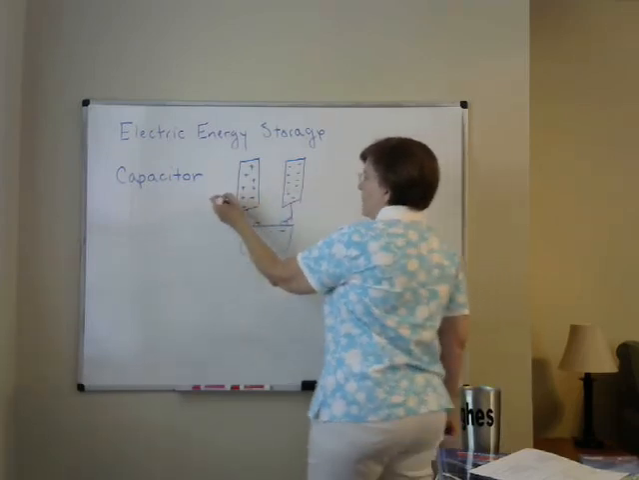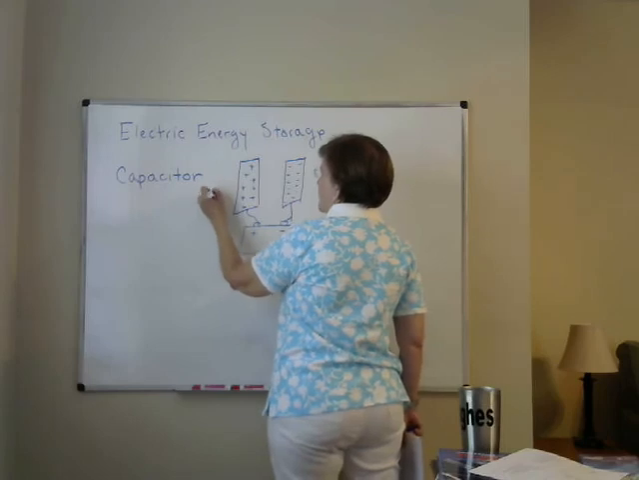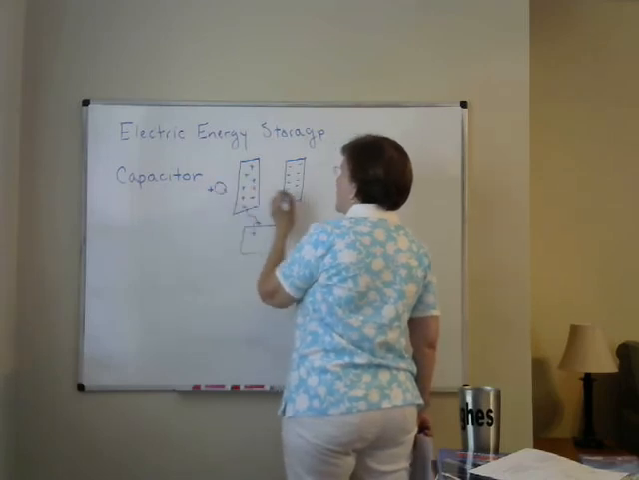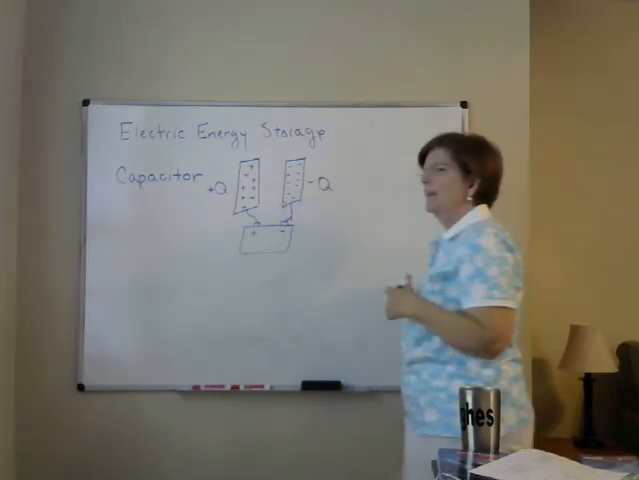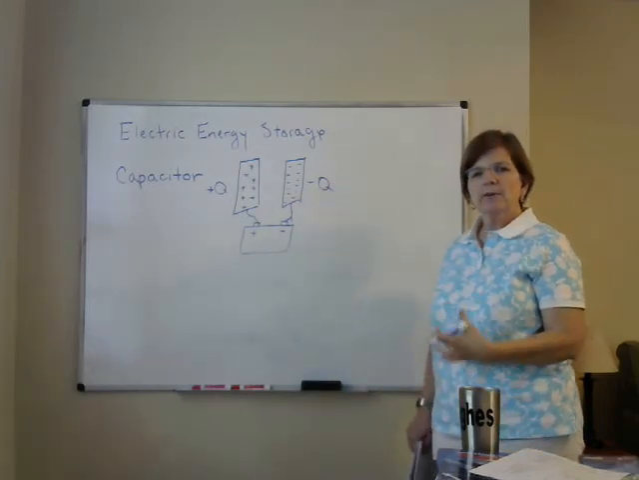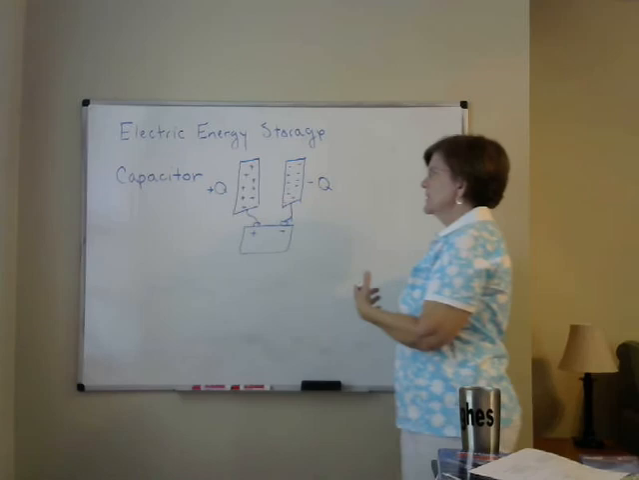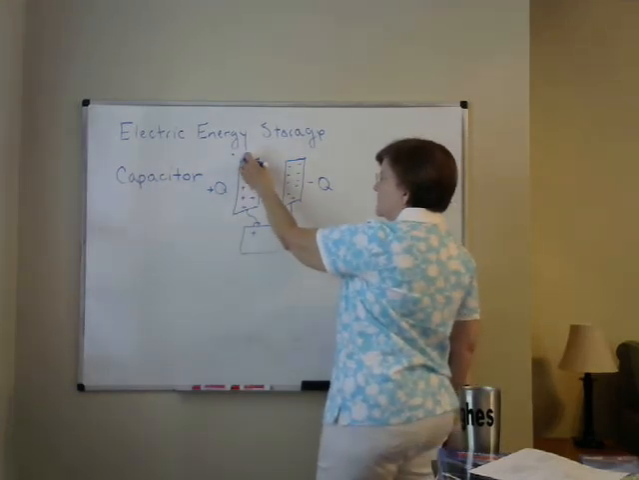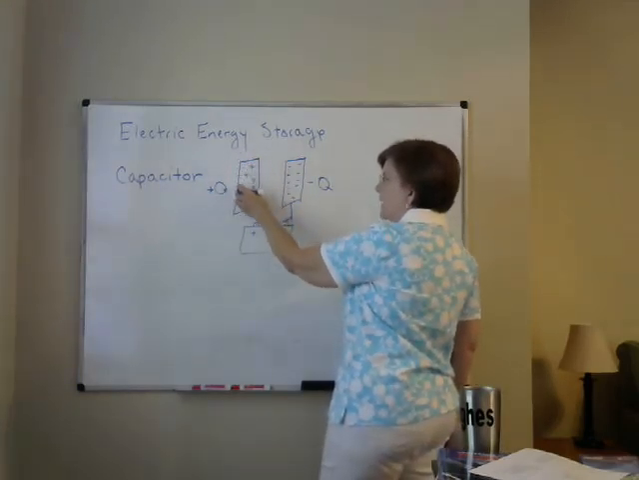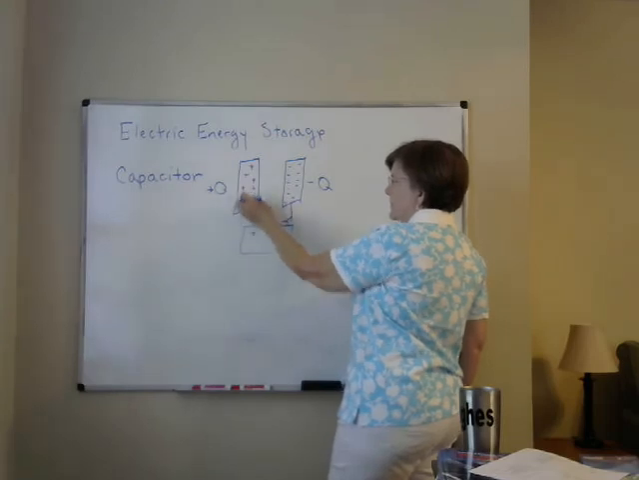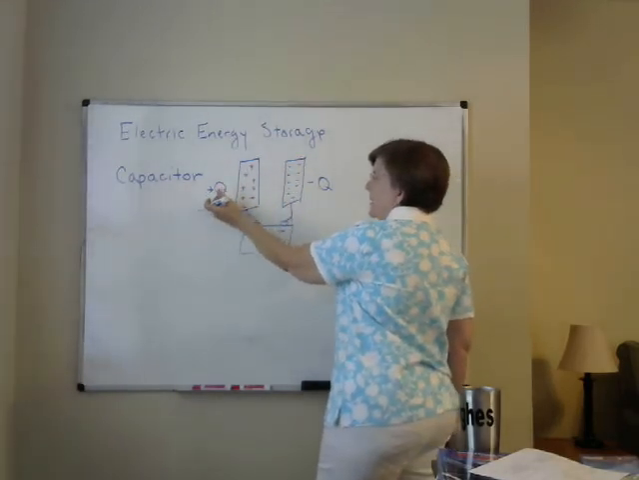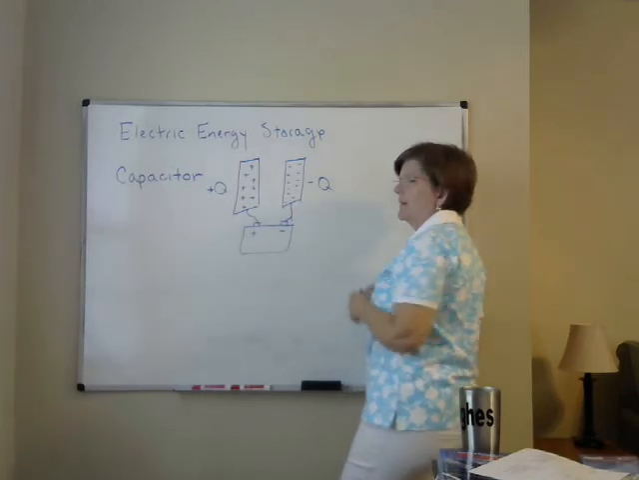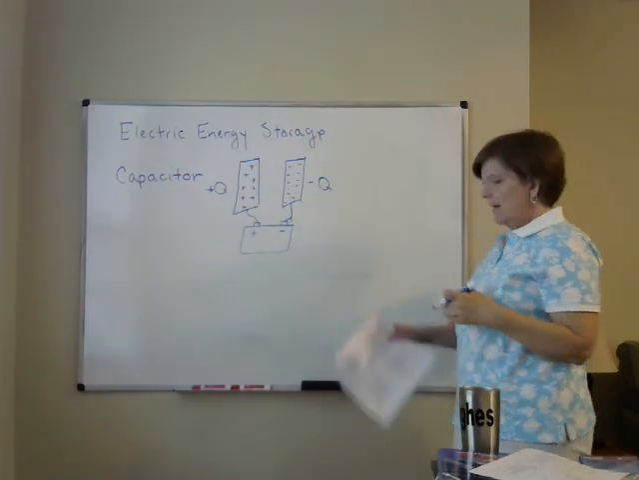One plate will be positive, it'll have a charge of plus Q. The other one has an equal charge of minus Q. It has to be equal because of conservation of charge. So essentially, if I take 10 electrons off this plate and bring them over to this plate, this will be plus 10 electrons, this will be minus 10 electrons worth of charge.